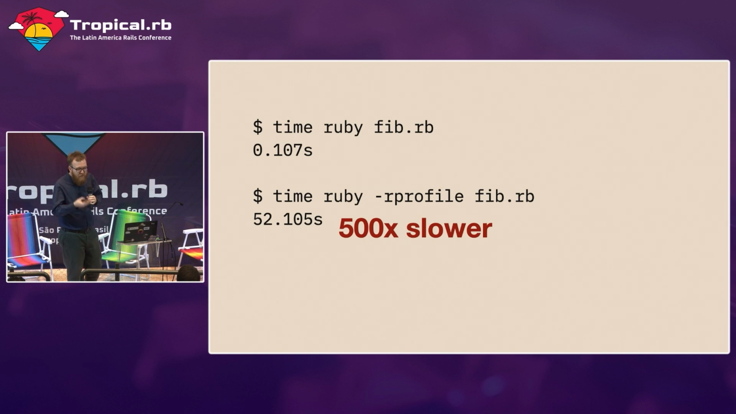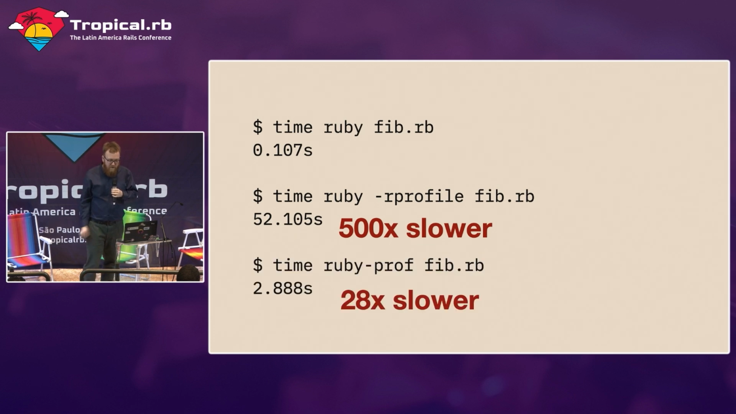But you know, maybe that's obvious if you're measuring Ruby and every time you're running a line of Ruby, you need to run an extra line of Ruby. It's going to be much slower. So there's also a C version of the same thing, RubyProf. But even that's 30 times slower.